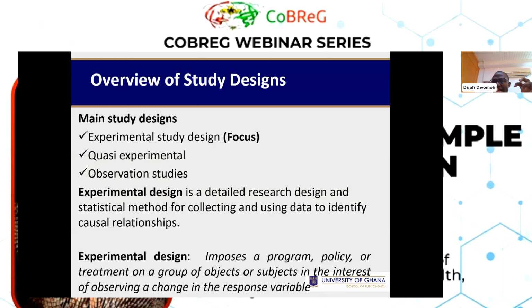Now, if you look at the 3 designs, okay, it's only experimental study design where we impose a program, we impose a policy or a treatment group on the subjects under consideration. For all the other study designs, we don't do that. We only observe what is happening. In the context of quasi-experimental, because the intervention beneficiaries have been pre-selected, what we usually do is that you now go and select the control and make sure that the controls or the comparison group that you are selecting are as similar as possible to the intervention group, so that if there is any difference in the outcome measure between the intervention and then the control, then you can attribute that difference to the intervention that we implemented.